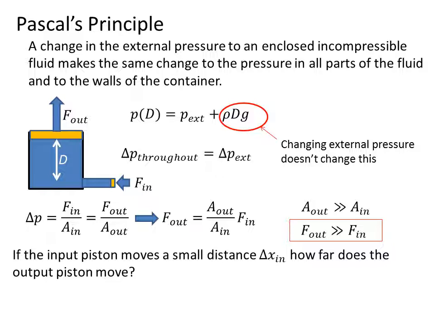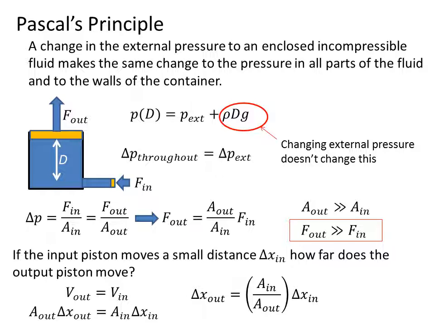If the input piston moves a small distance delta x in, how far does the output piston move? Well, this is an incompressible fluid, so V out must be equal to V in. A out times delta x out is equal to A in times delta x in. Rearranging this, we have that delta x out, the amount the out piston is moving, is equal to A in divided by A out times delta x in. So if the area of the output piston is much greater than the area of the input piston, as it looks like in the picture, we have that delta x out is very much smaller than delta x in.